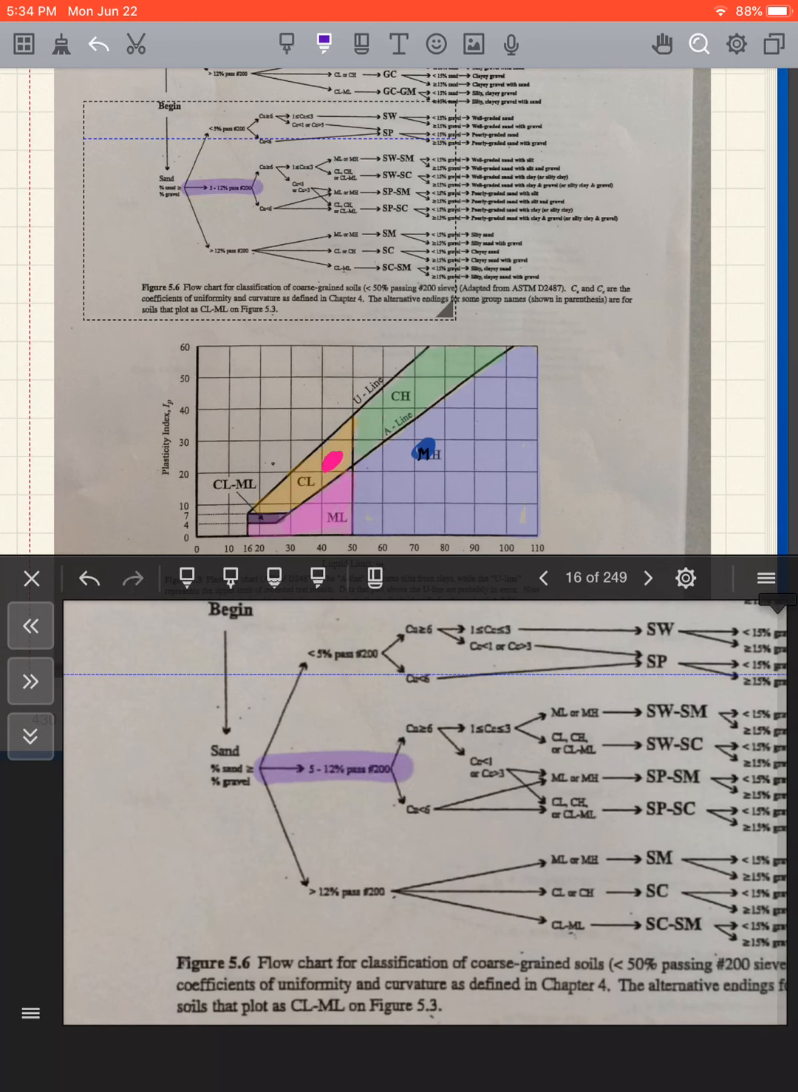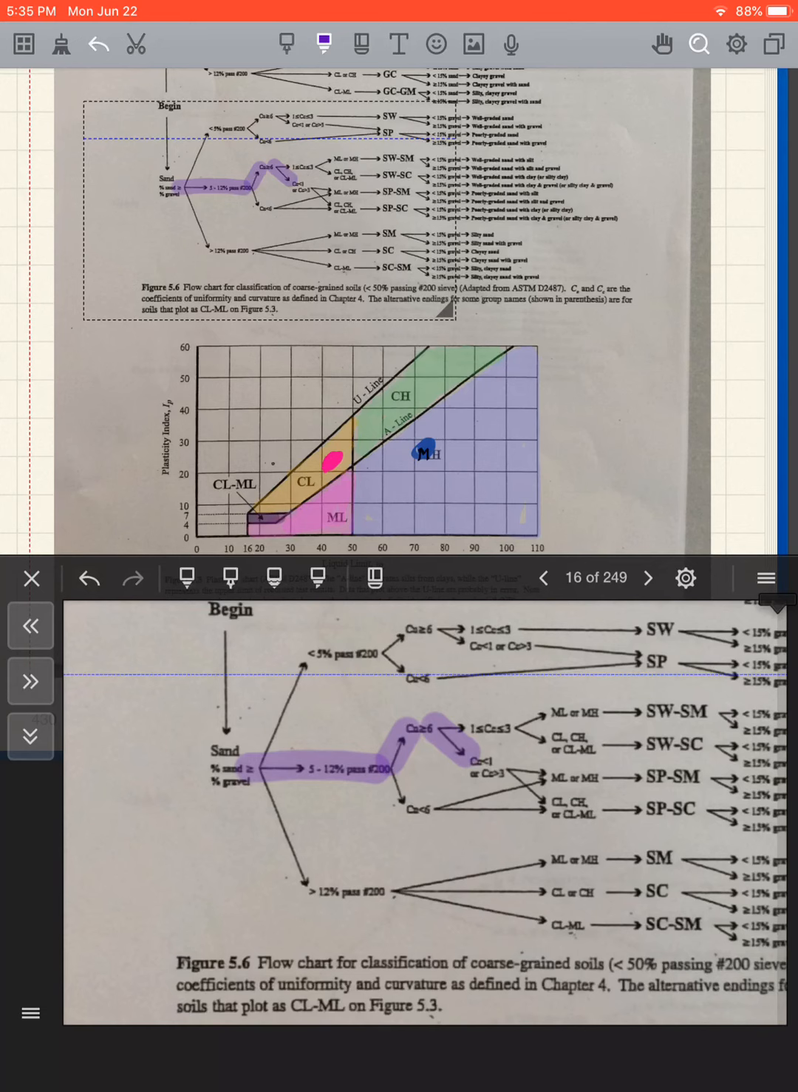Then we have to decide, do I go up? Do I go down here? Well, if I look real closely at this, is my CU greater than 6 or is my CU less than 6? Well, my CU is greater than 6, so that takes me up here. So I've come in this way, and then I have to look at my CC. Is my CC between 1 and 3, or is my CC not between 1 and 3? Well, our CC was 0.3375, so it was not between 1 and 3, so I'm down here.